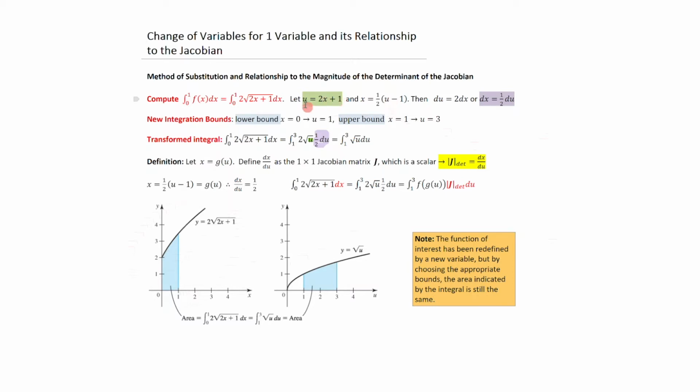We need to also compute the relationship between du and dx. So if I take the derivative, then that just becomes du equals 2 dx, or dx is 1/2 du. All right?